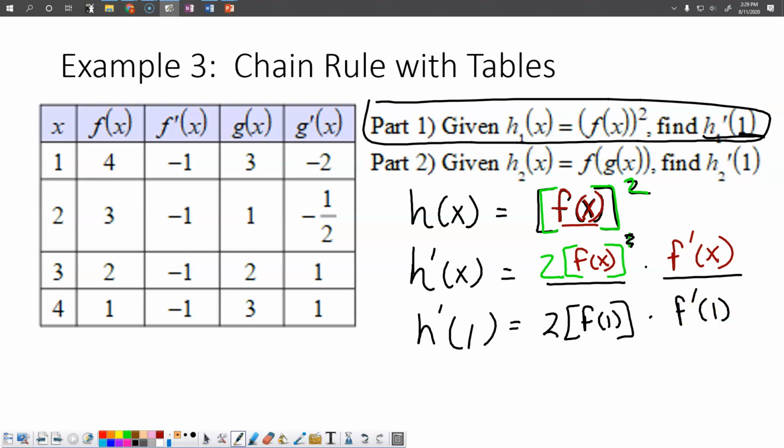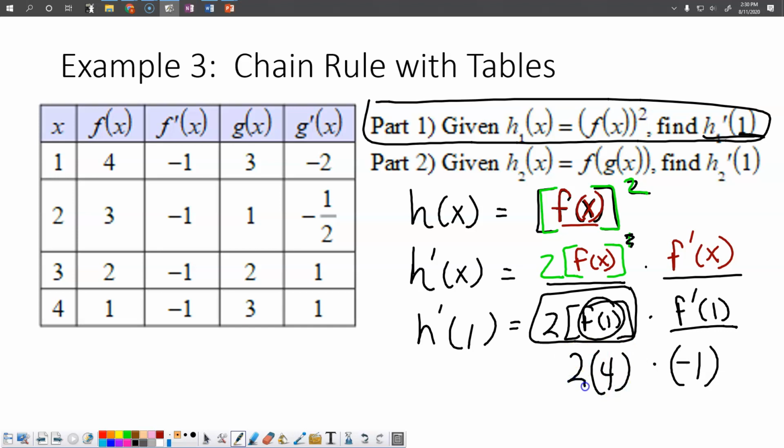All right, here we go. So let's do f prime of 1. On our table, f prime of 1 is -1. And then for this piece, we're going to do the f of 1 first. So f of 1 is going to be 4. Bring down your 2. And then 2 times 4 is 8. Times a -1 is -8. That didn't come out well. I'll write it over here. -8. Okay, so that's the chain rule using tables.